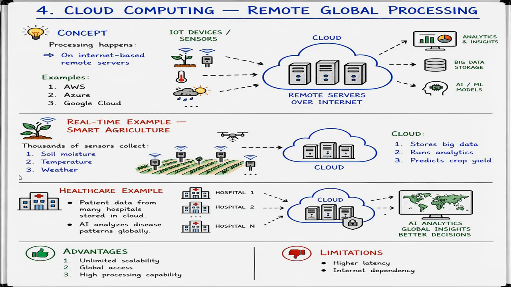And here the cloud will store the big data, where it can store a very huge amount of agriculture data safely, and there is no limitation like local devices. It will run the analytics, where advanced tools analyze patterns in the data, and the farmers will get useful insights for better decisions. And third, it will predict the crop yield, using artificial intelligence and historical data. The system predicts future crop production, and it will help in planning and improving productivity.